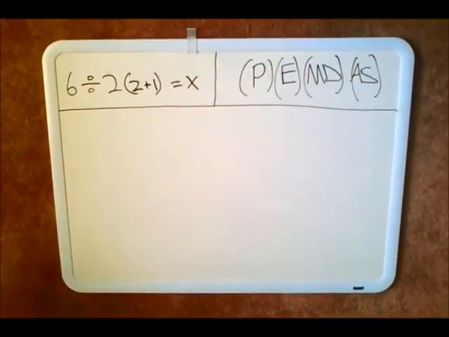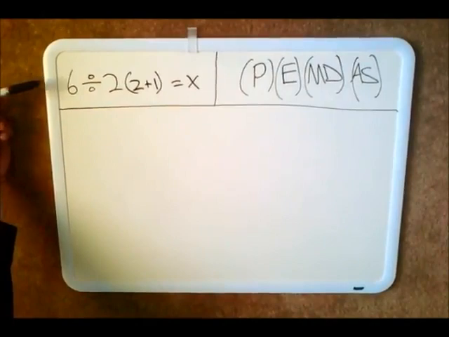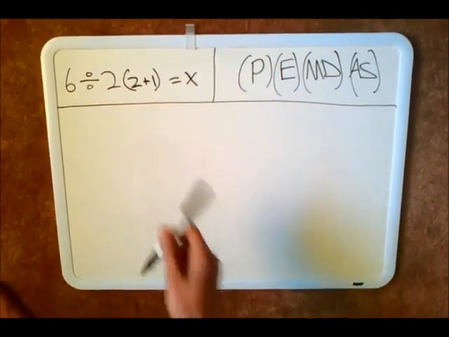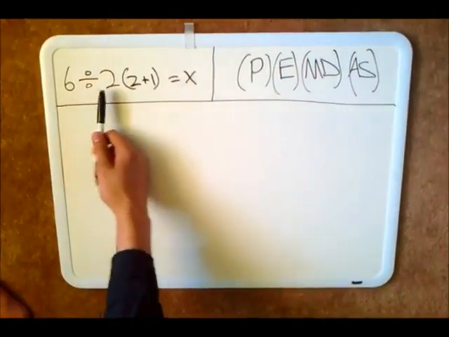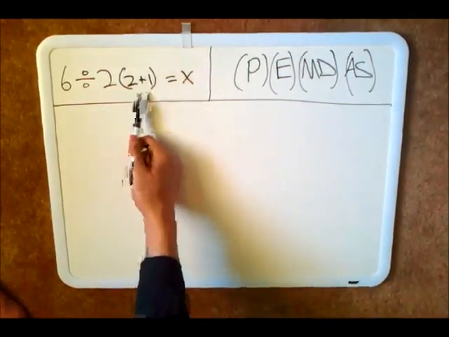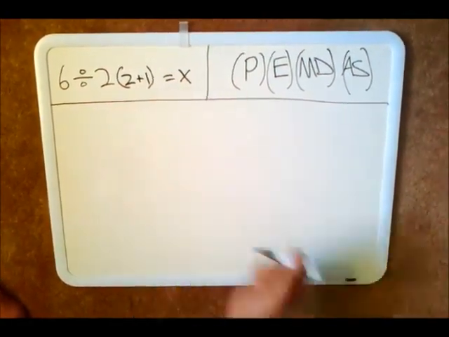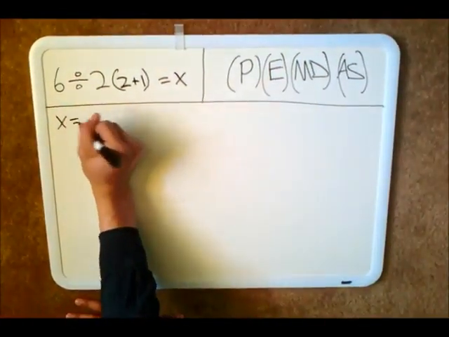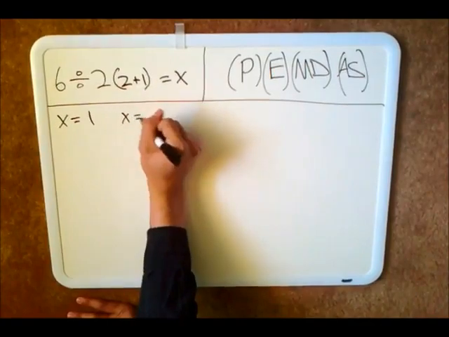Okay, so have you all seen this problem on Facebook? I'm making a video to finally show everyone how it's done so this argument will cease. First of all, here's the problem. 6 ÷ 2(2 + 1) = x. There's a lot of confusion whether x equals 1 or x equals 9.